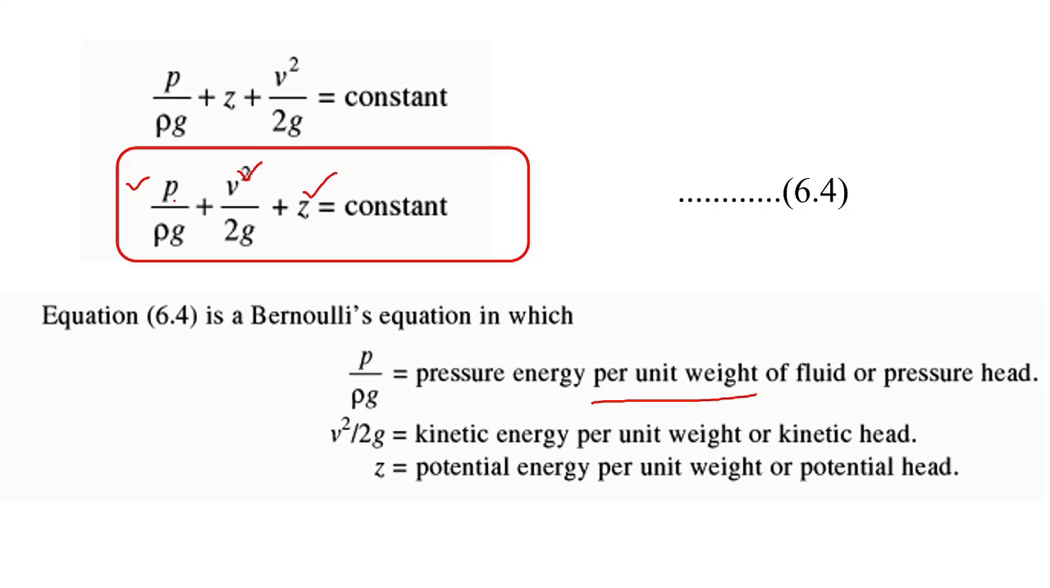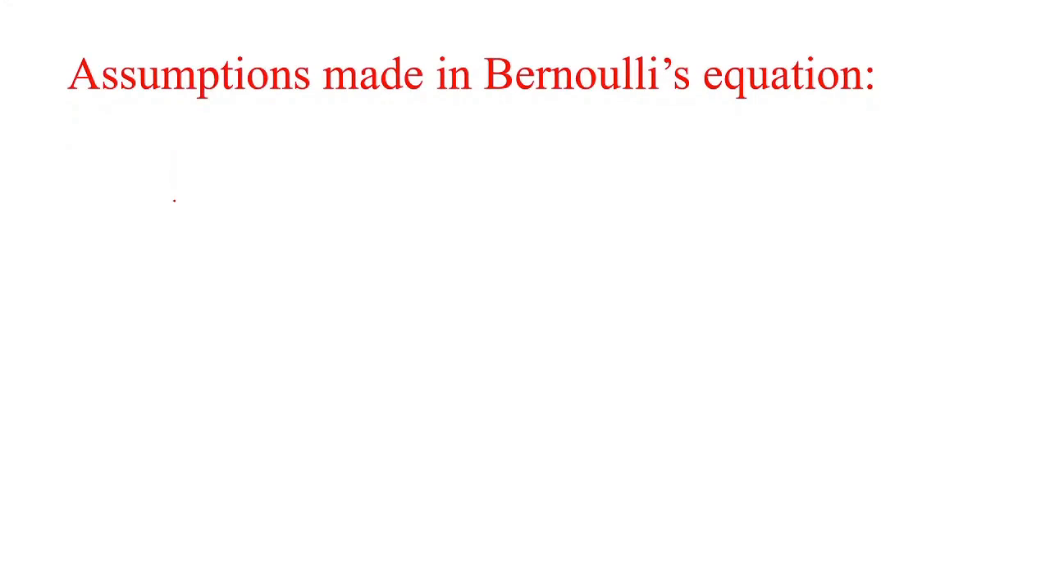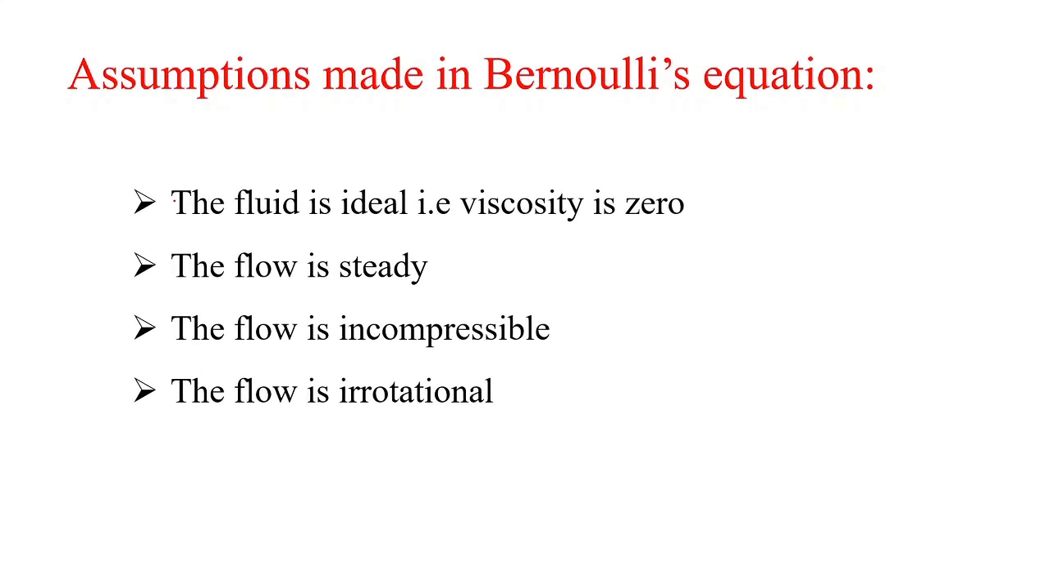Okay, so in the exam they will ask: what are the assumptions made in the derivation of Bernoulli's equation? So I'll tell you the assumptions now. The assumptions made in Bernoulli's equation are: the fluid is ideal, that is, viscosity is 0. The flow is steady, so the same conditions I took when I derived Euler's equation apply. The flow is incompressible, and the flow is irrotational.